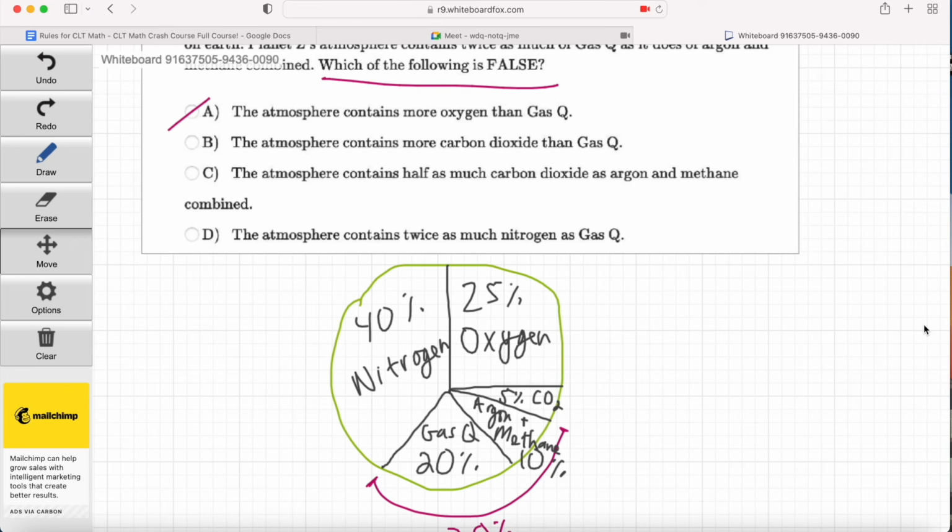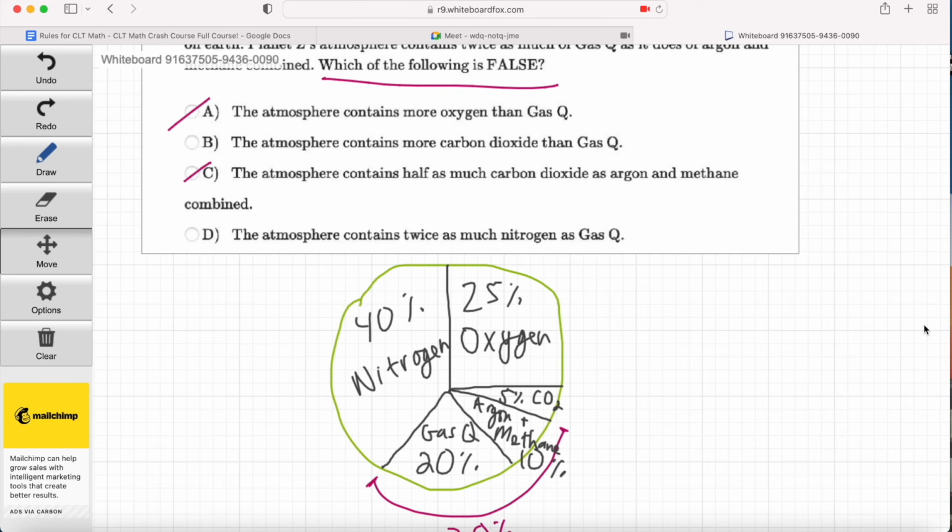Go and read answer choice C. The atmosphere contains half as much carbon dioxide as argon and methane combined. Is that true or false? That's true. There's 5% carbon dioxide, 10% argon and methane. So, yeah, it's a true statement. Because it's true, we get rid of it, because we're looking for the false one.